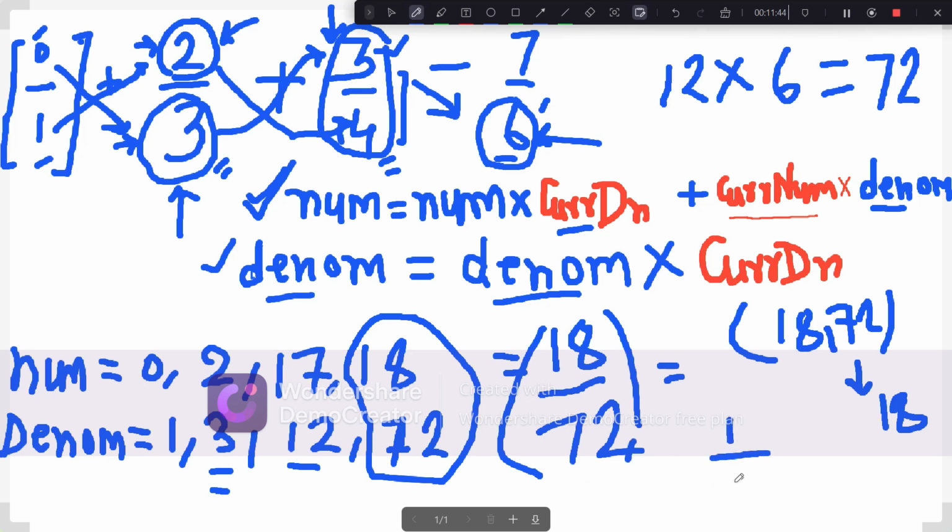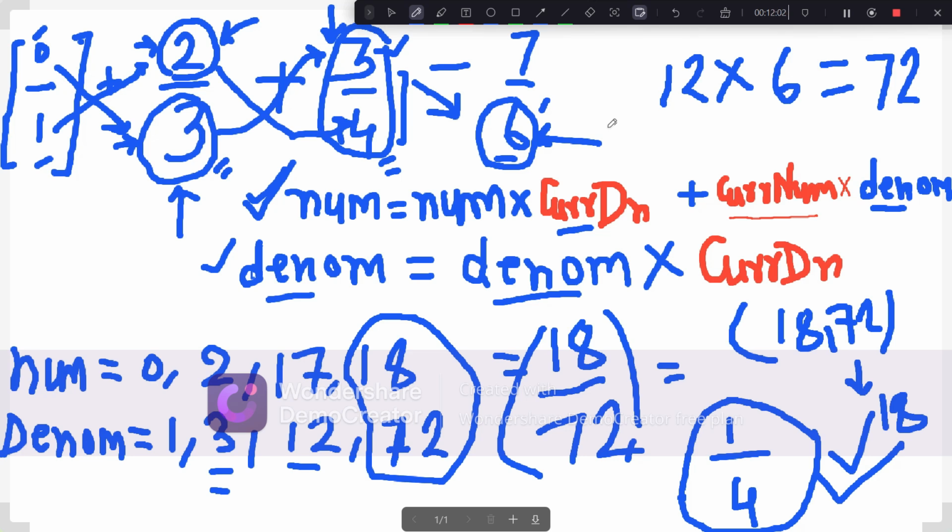So this will give us 4, right? So 1 by 4. Now this is irreducible, so this should be our answer. Okay, so this would be our approach. Now this is what we have to do once we have all these things, numerator and denominator.